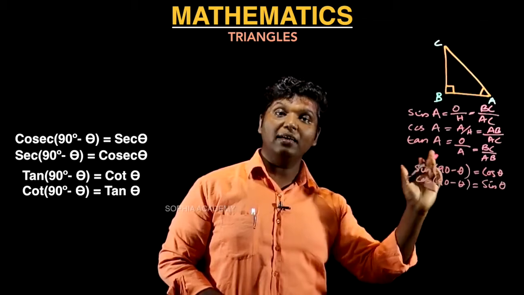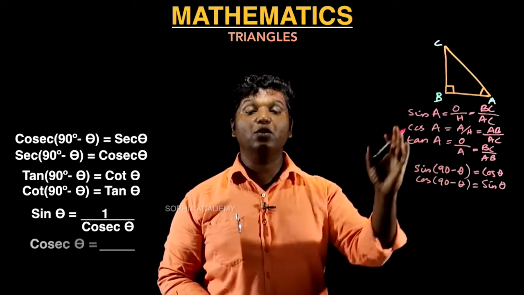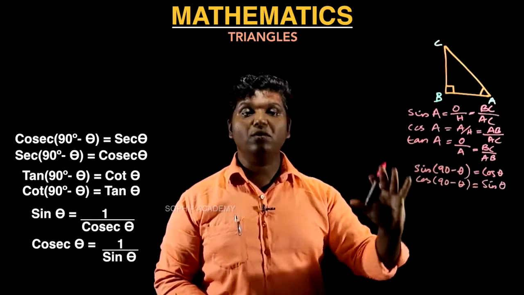And the relationship between sine and cosec is that sine theta is equal to 1 by cosec theta, or cosec theta is equal to 1 by sine theta. So you must know that one also.